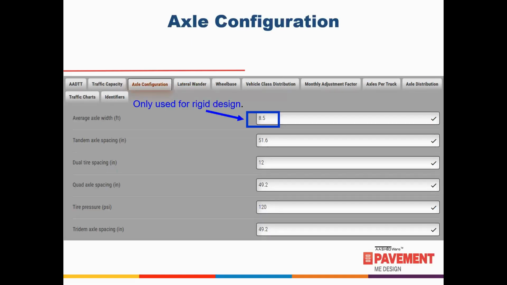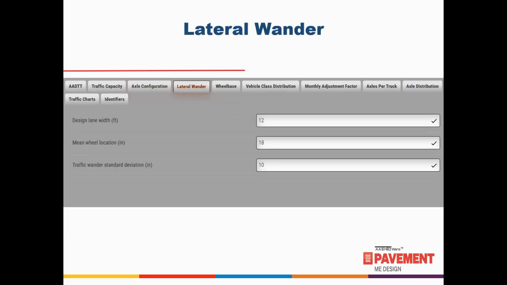So, oh yeah, and I mentioned too that some of these inputs are only used for the rigid design because they're important in relation to the position of the axle or the wheel with the geometry of the concrete slab, how close it is to the edge, how close it's going to be to the transverse joint. So it's not actually used in the flexible or the semi-rigid pavement analysis.